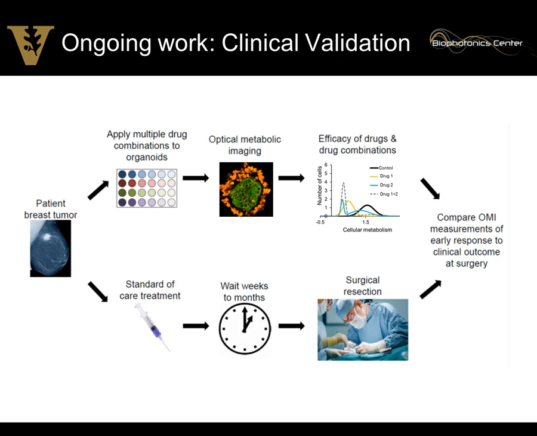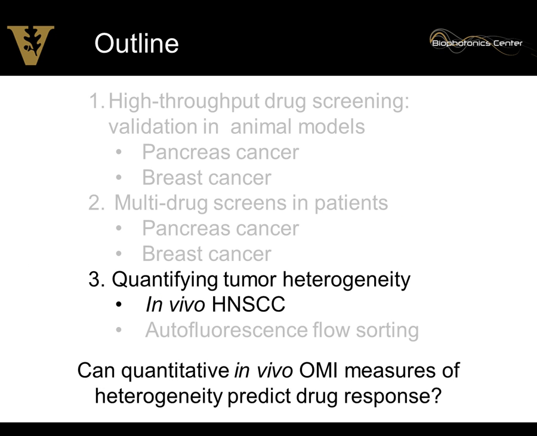All right. So at the end here, I just thought I'd talk to you a little bit about our efforts in trying to actually quantify the heterogeneity of this response and relate that to treatment outcome. And then a little bit more about autofluorescent cell sorting. So the question we're asking here is whether we can create a quantitative in vivo measure of tumor heterogeneity on a cellular level that will predict drug response.